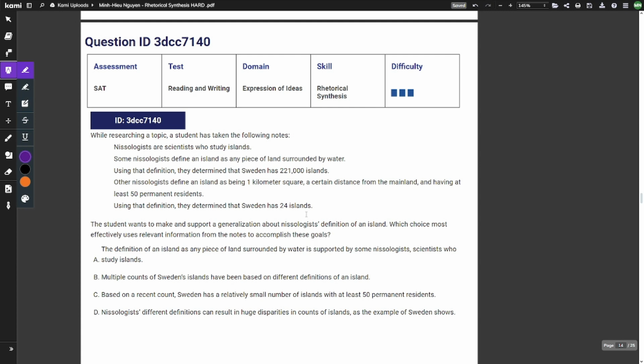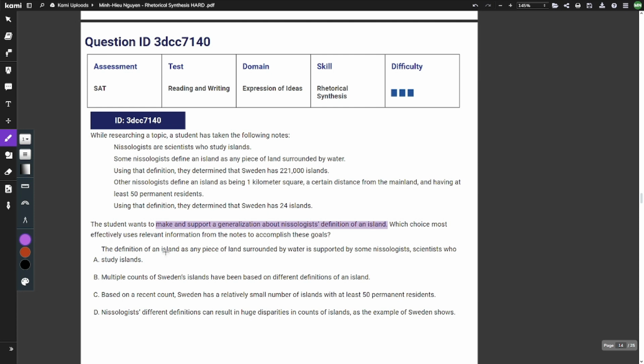Question number 14. Let's look at what the task is, which is to make and support a generalization about Nosologists' definition of an island. So, once again, we have two things that we need to do. First, we have to make a generalization about Nosologists' definition of an island, and then we have to support that. So, let's look at our answer choices.